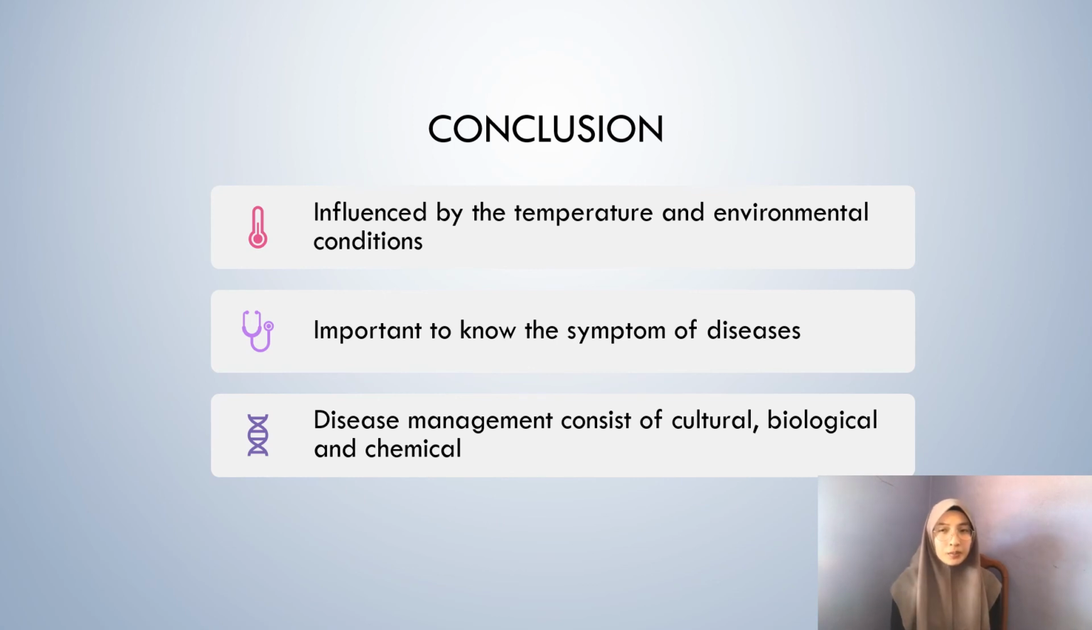if humidity is low. Hence, we need to know the symptoms of the disease early to prevent it with a suitable method. If we prevent it early, it cannot spread and damage our rice plants. So, we can make our plants grow well. Methods to control disease consist of cultural, biological and chemical methods, but in my presentation, I choose one method for each disease.